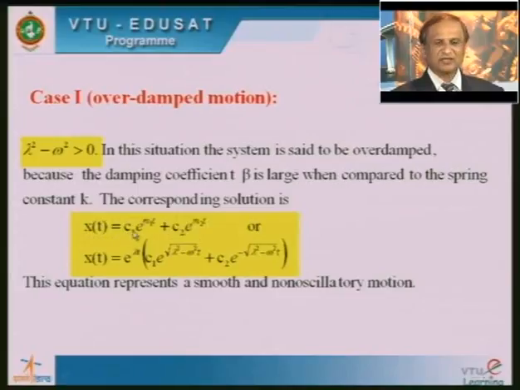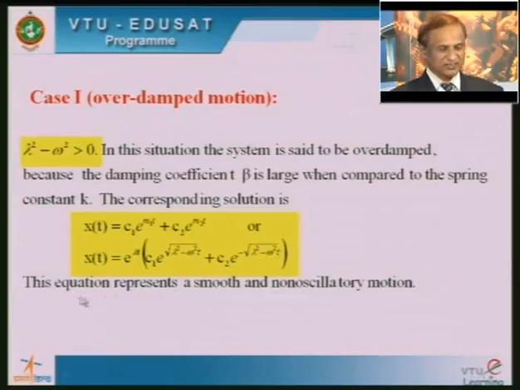You can write down the complementary function. We have already calculated the values of m1 and m2, so as usual you can write down c1 into e to the power m1 into t plus c2 into e to the power m2 into t. Is it clear? And you know the values of m1 and m2, so we can substitute: e to the power lambda into t, c1 e to the power square root of lambda square minus omega square into t plus c2 e to the power minus square root of lambda square minus omega square into t.